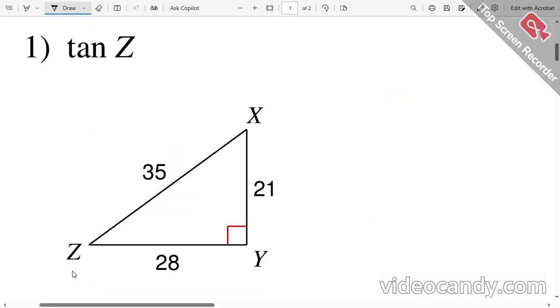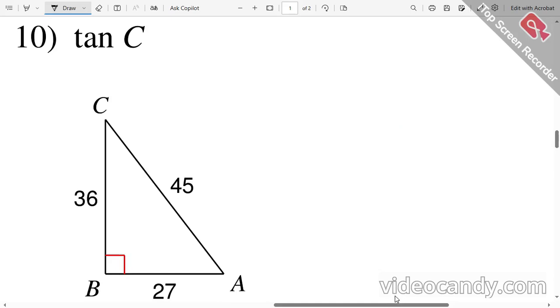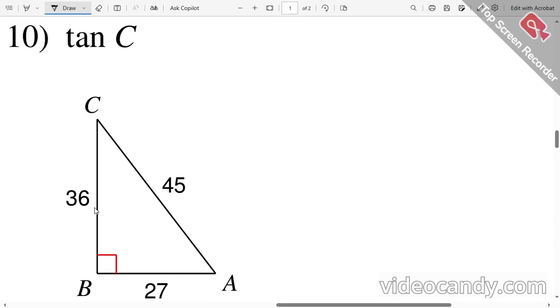All right, please pause and try number 10. The first step, as always, is to label these sides. We're taking the tan of the angle C. So we're going to go right to angle C, which is right here.